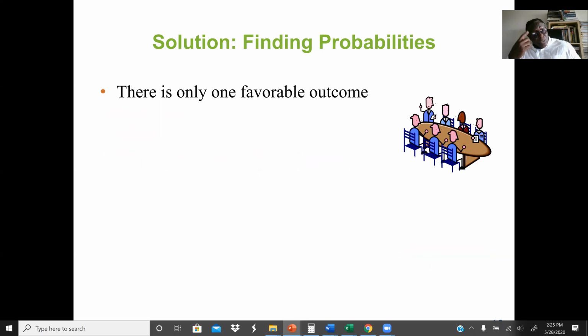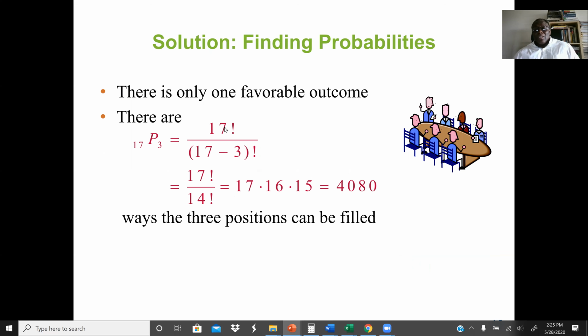So here, let's say we have 9 or any amount, but we want to know 3 at a time. So there's only one favorable outcome. There are how many? 17. And 17 minus 3 factorial. And we get 4,080 ways the 3 positions can be filled. Here we are not talking about the person. We are talking about the positions. So the order of the positions is important.